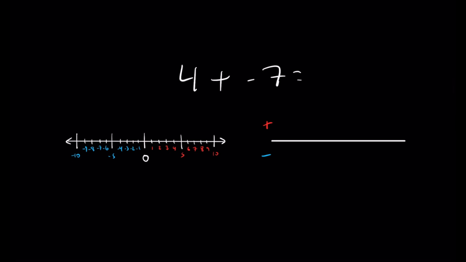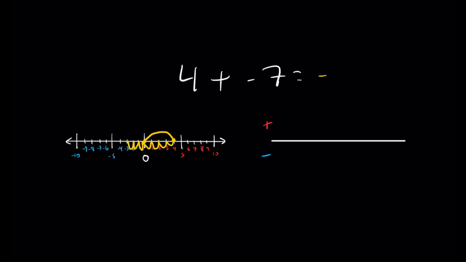So with the number line, we start at 0. We're going to jump to 4. And then we're going to go backwards 7 because it's a -7. If it was +7, we would go to the right 7 times. But since it's negative and we're adding it, we're going to go to the left 7. So 1, 2, 3, 4, 5, 6, 7.